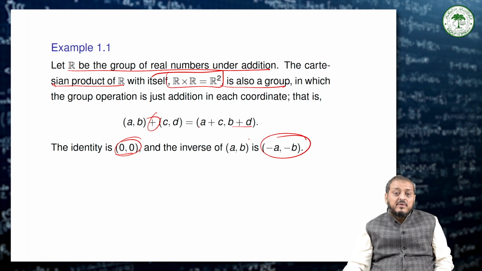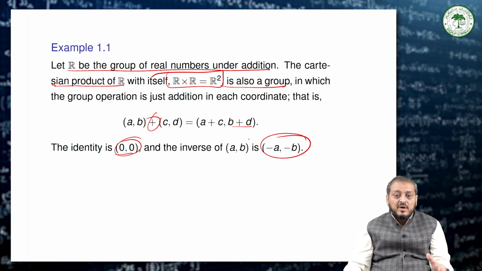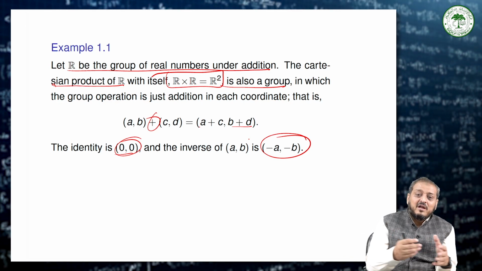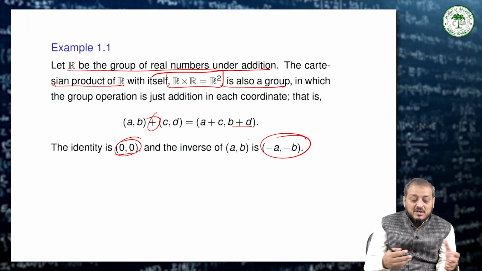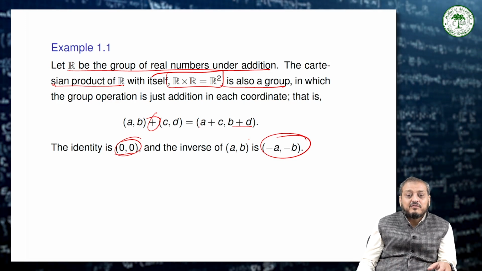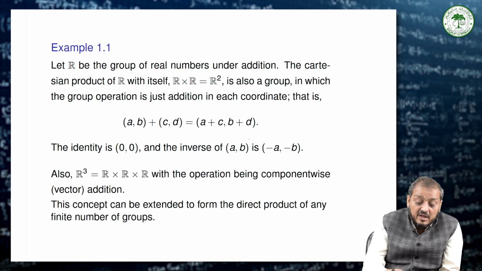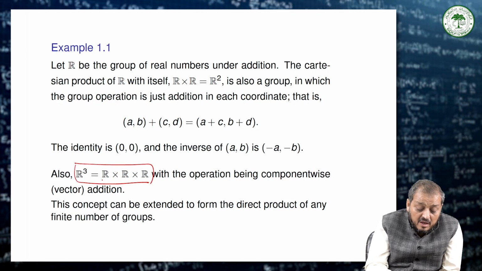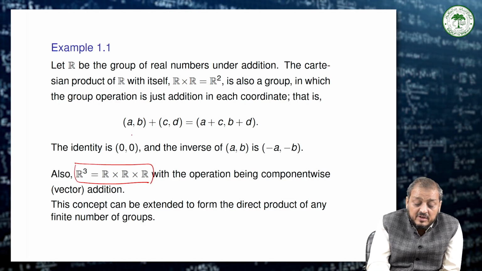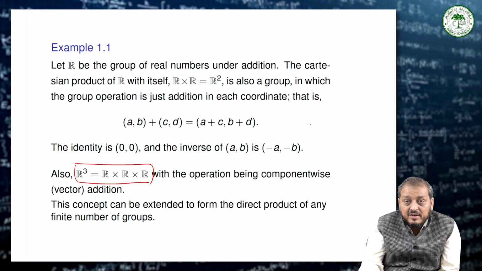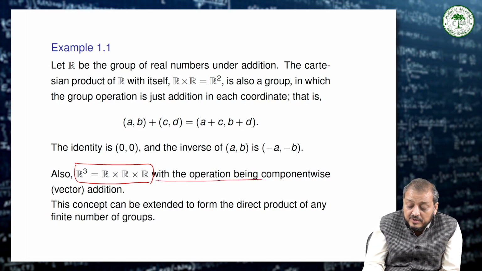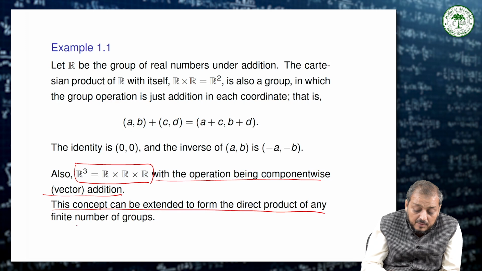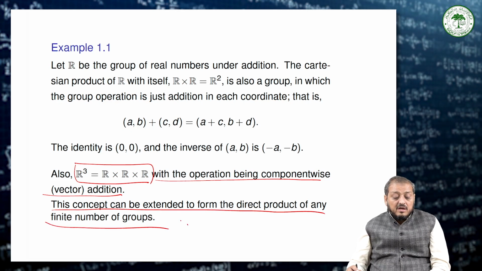So this is a very simple example. The real numbers under addition form a group, and taking the direct product gives R square, and you know that R square is also a group under addition. Similarly, we can say that R3 can be written in the same form, with (a, b, c) plus (d, e, f) defined in the same way. So with the operation being component-wise addition, this concept can be extended to the direct product of any finite number of groups.